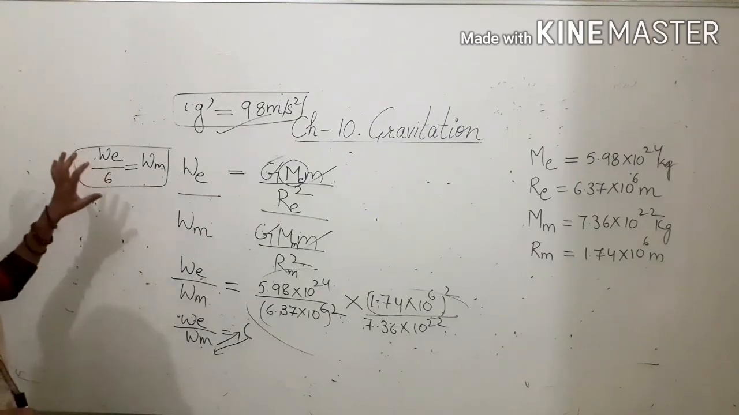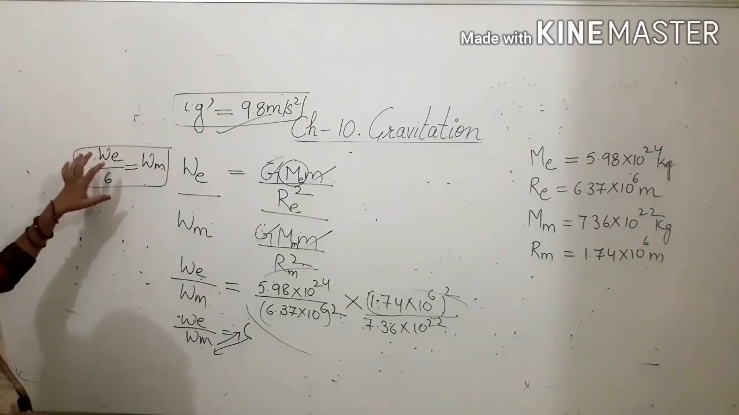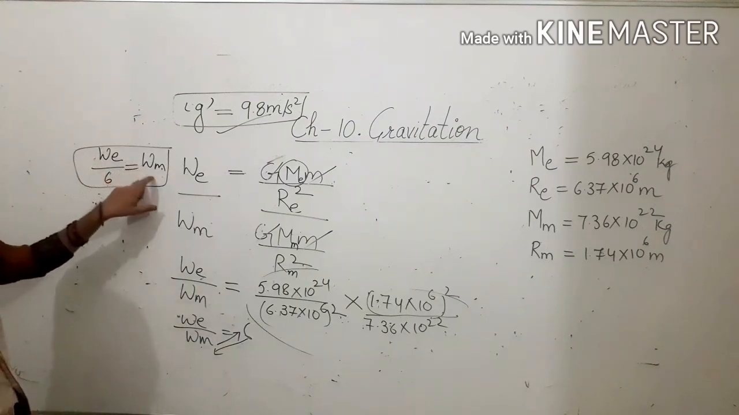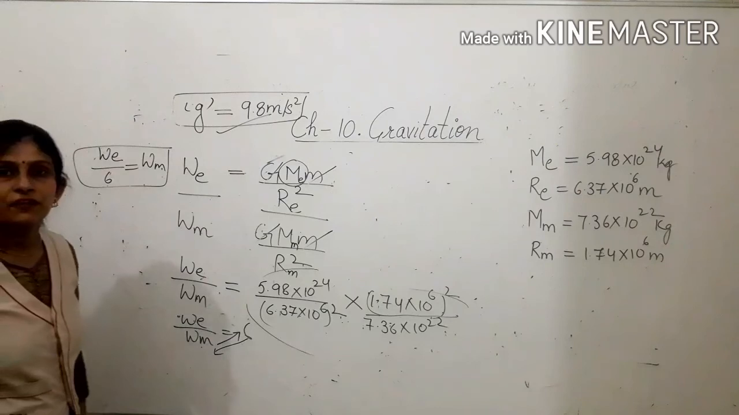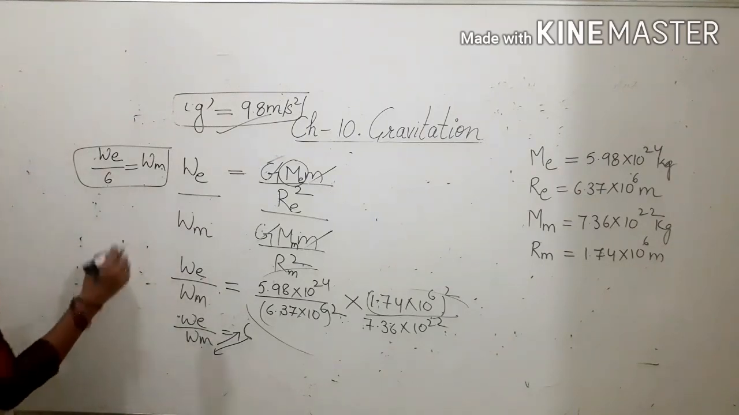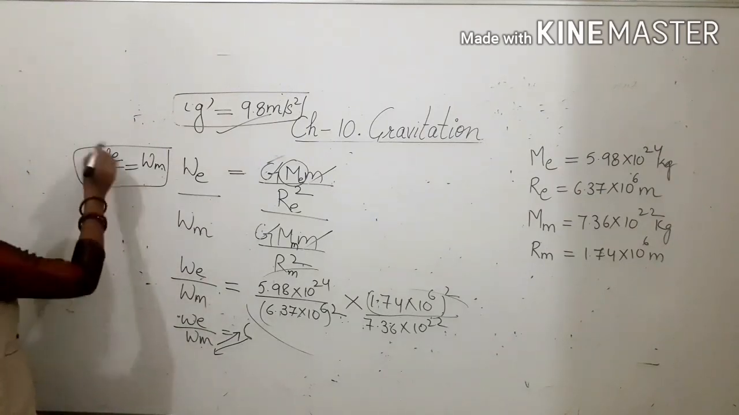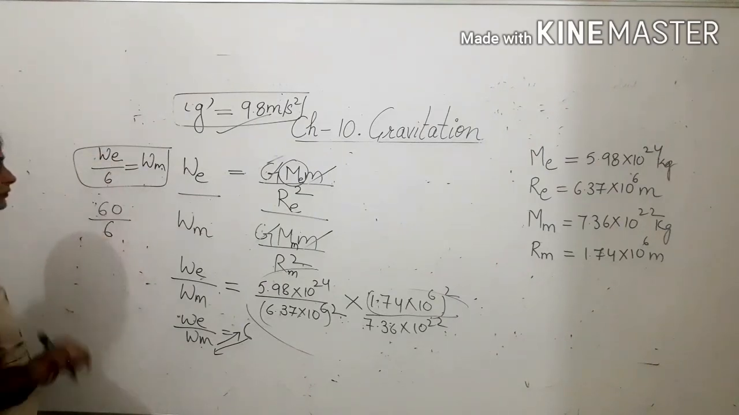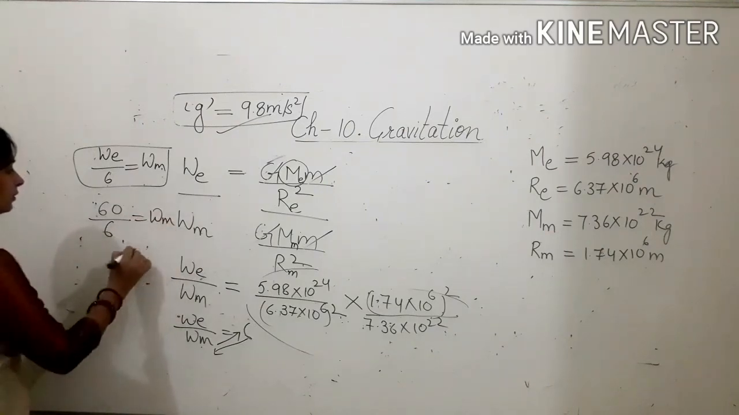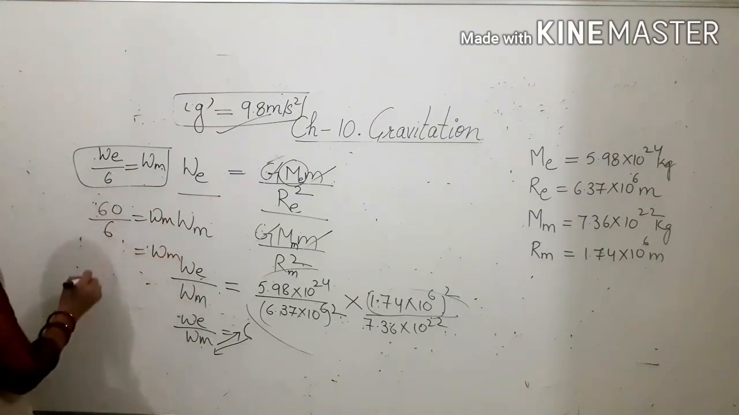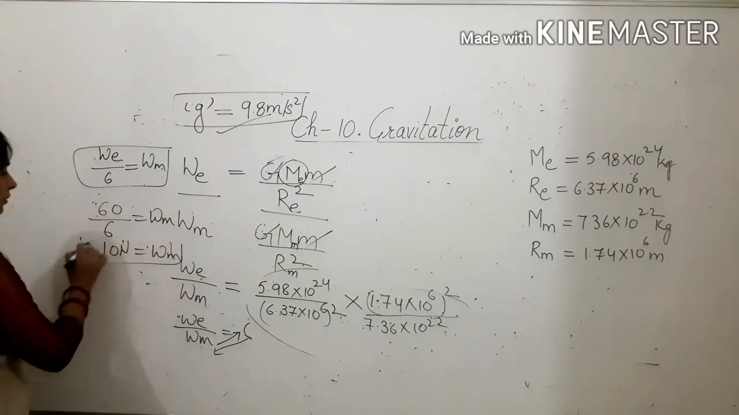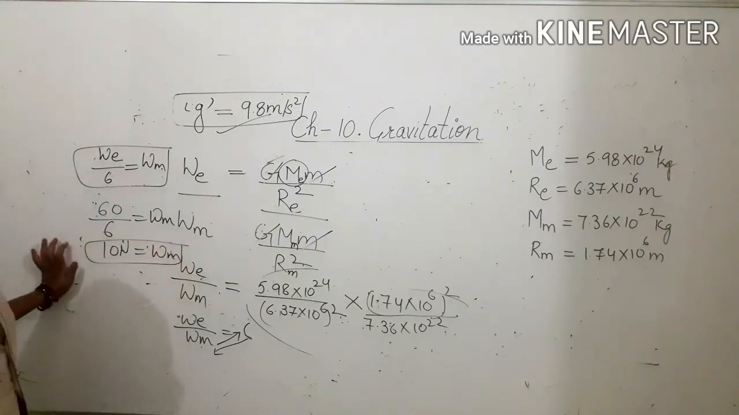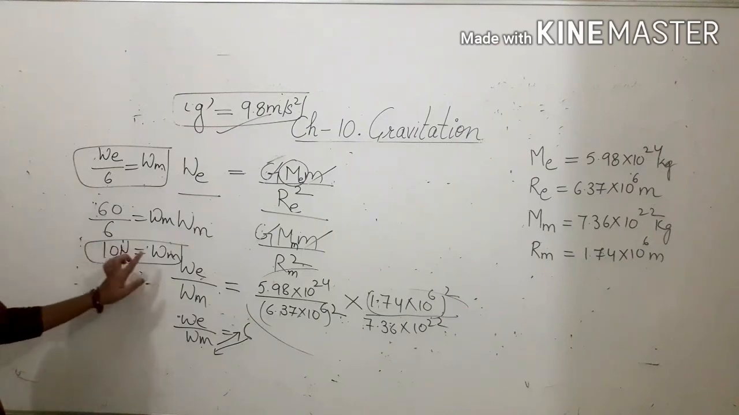Means whatever the weight of the object on the surface of earth, that becomes 1/6 when the object is on the surface of moon. So if the weight of the object on the surface of earth is 60 Newton, then it becomes 1/6 of it, and Wm is equal to 60 upon 6, that is 10 Newton. So up to this extent, the weight of the object on the surface of moon is reduced.